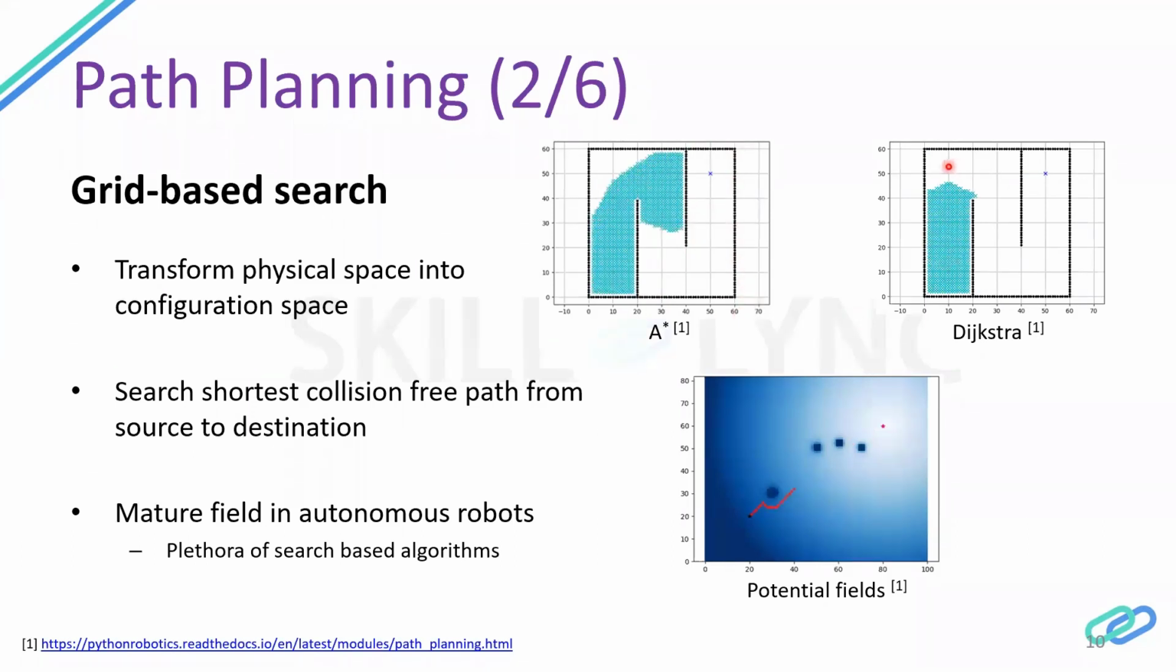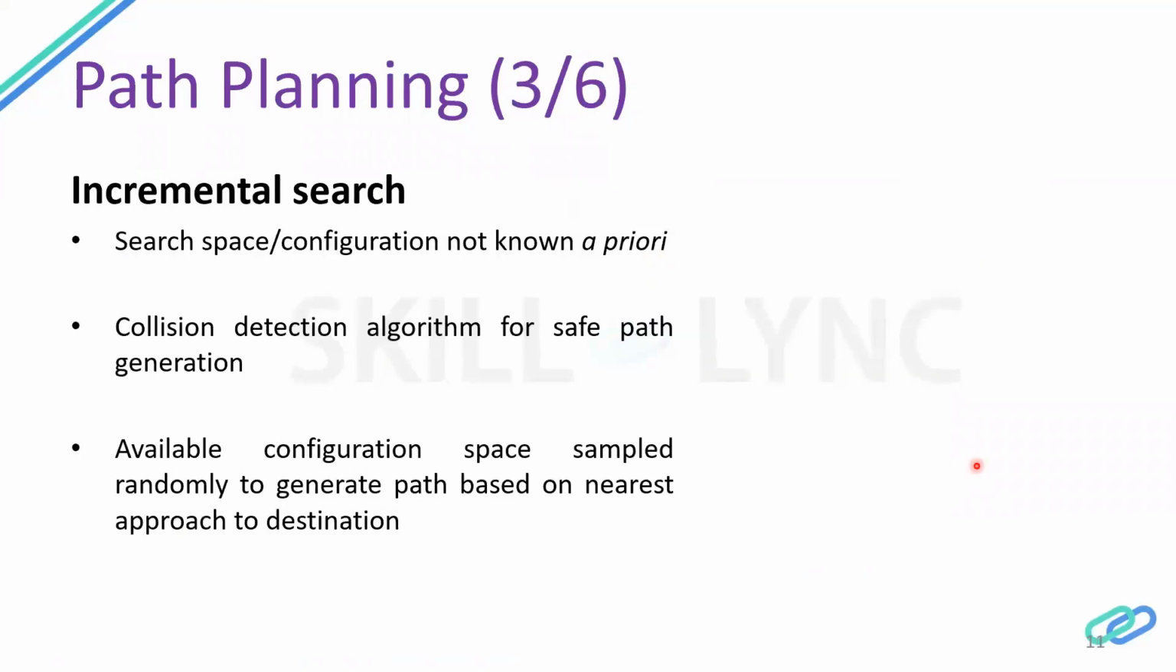But what happens if something comes up halfway through, or a new obstacle pops up? In those conditions, these grid-based algorithms can struggle. So then you have something called an incremental search, where, as I just explained, the search space is not known a priori. So the search space is updated as and when new information becomes available.